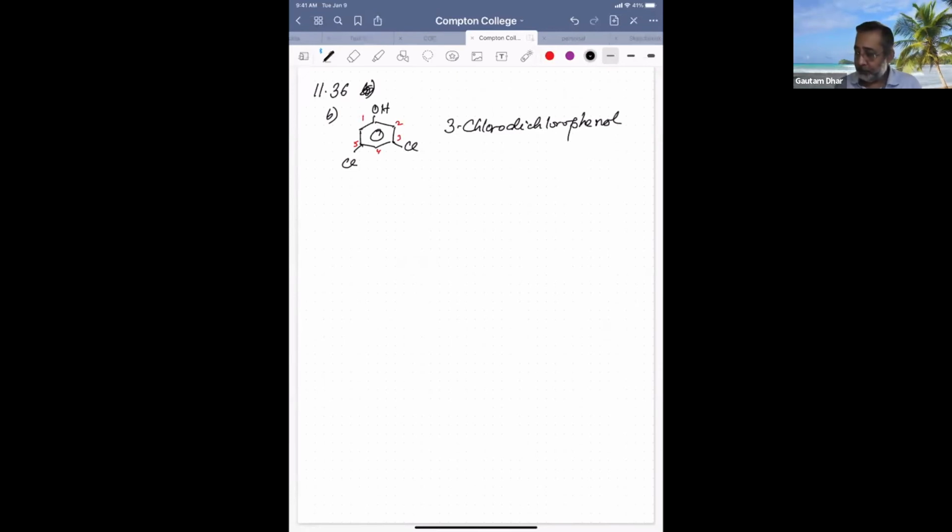Okay. And what about C? So C is basically, you have this bromo and 2 chloros here. So start the numbering from Br. So 3, 5. Sorry, not 3, 5. 1 bromo. 1 bromo. 3, 5 dichloro. Okay.